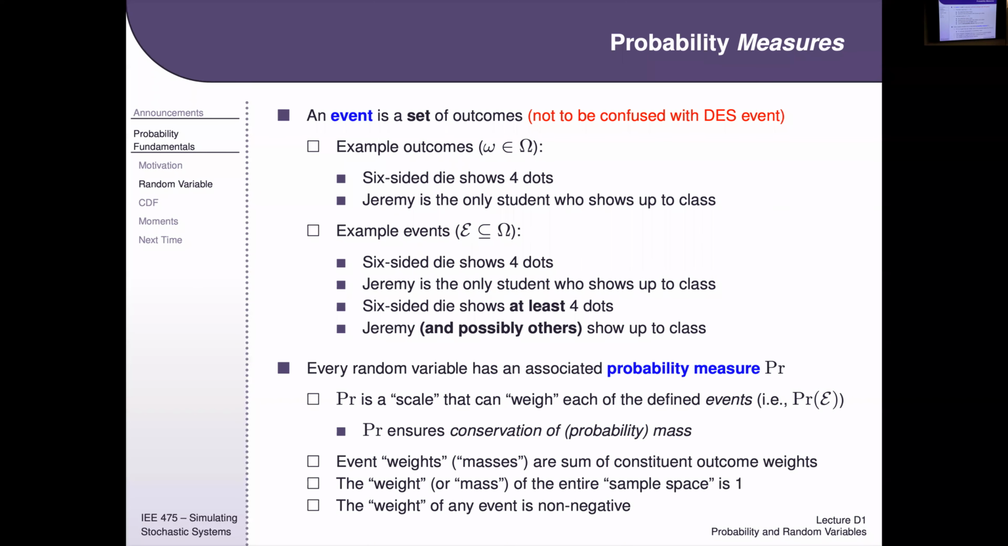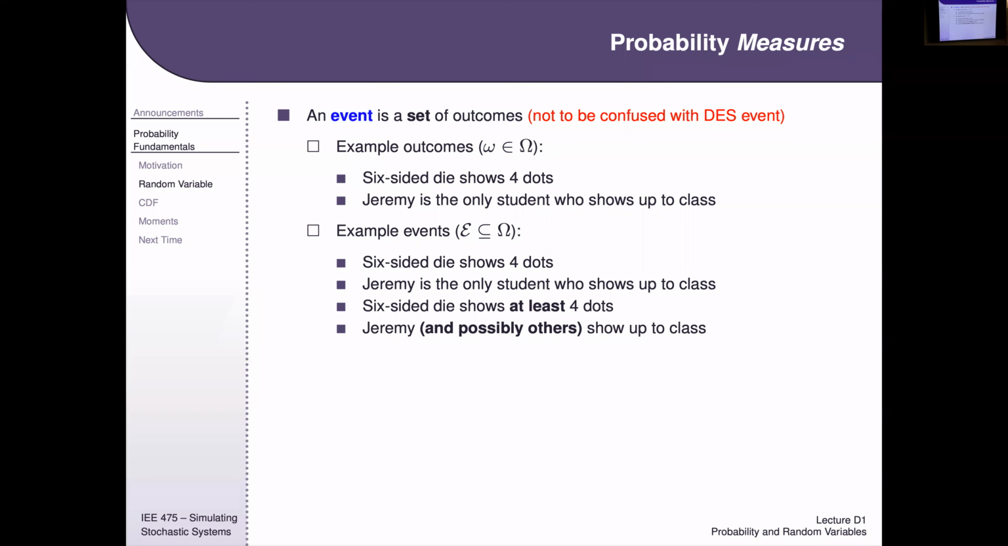So I think I have an example of this here. Are there questions about that distinction between outcomes and events? And again, this event is not the event we talk about with discrete event system simulations. This is just baggage from the measure theory that a set of outcomes is called an event.